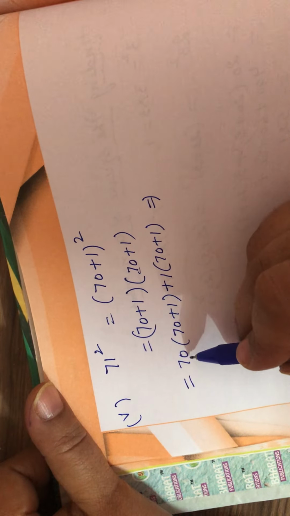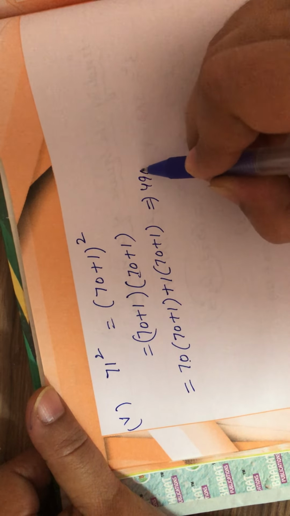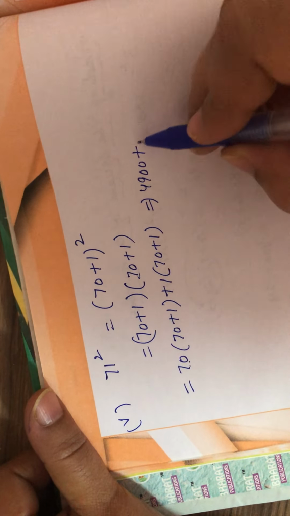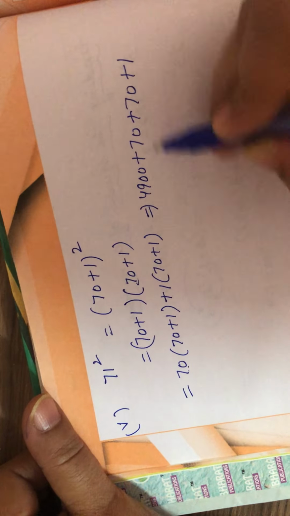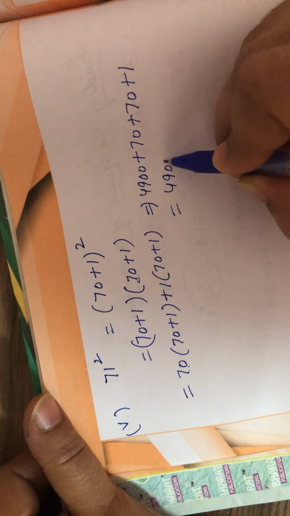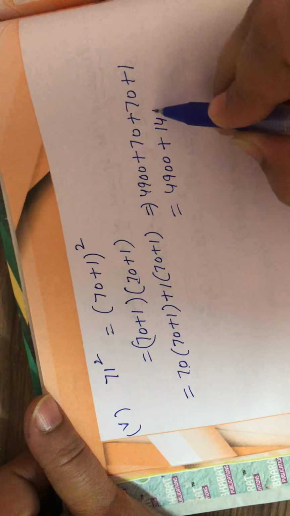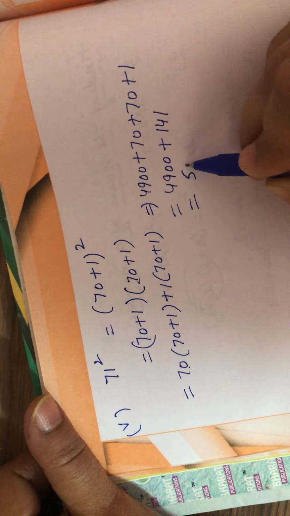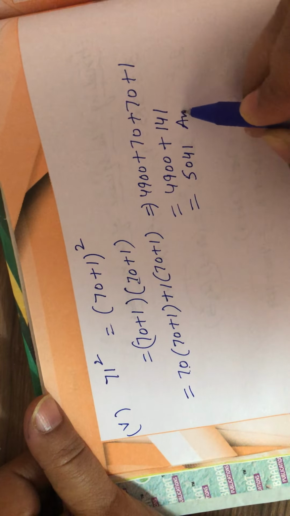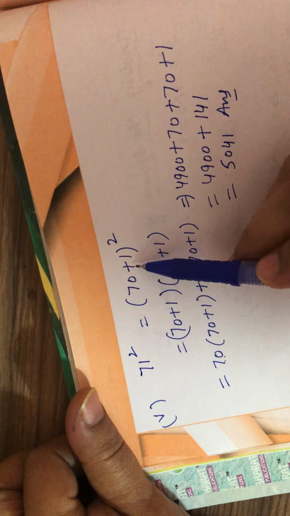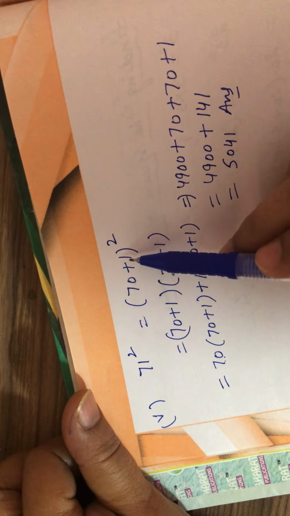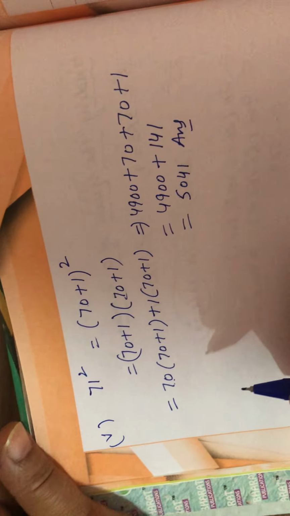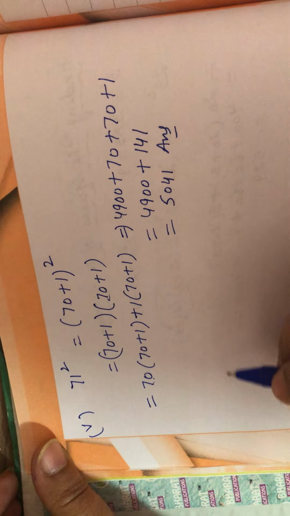So we get 70 into 70 is 4900, plus 70 into 1 is 70, 1 into 70 is 70, plus 1. So this is 4900 plus 141. After adding we get 5041 as the answer. So you can use (a plus b) whole square also: a square plus b square plus 2ab, where a is 70 and b is 1. In this way you can do question 1 all parts.